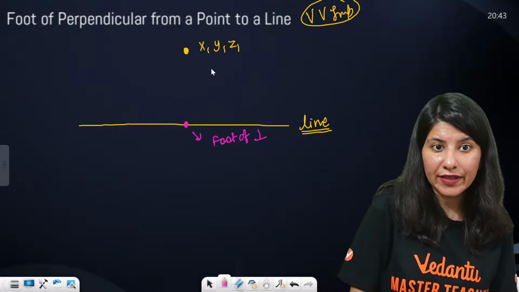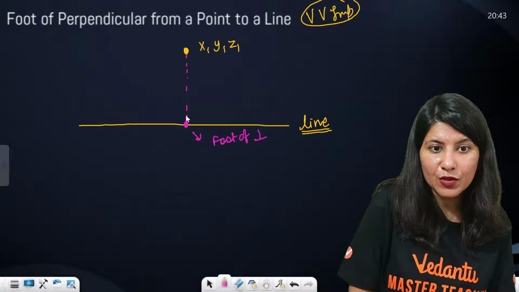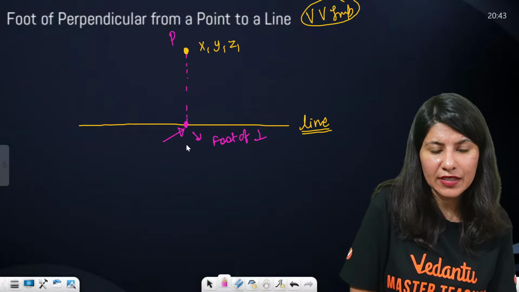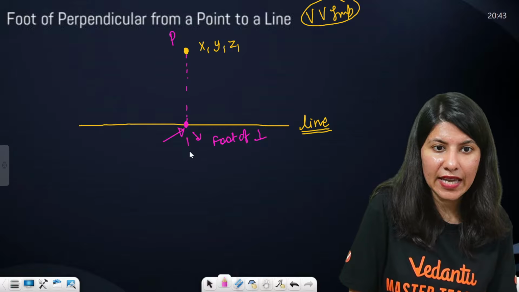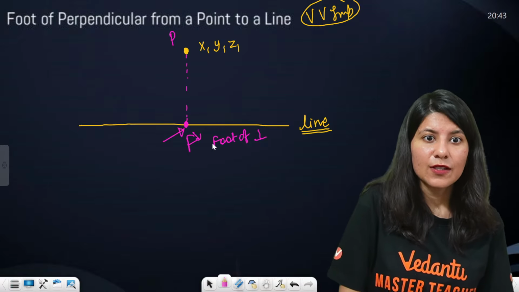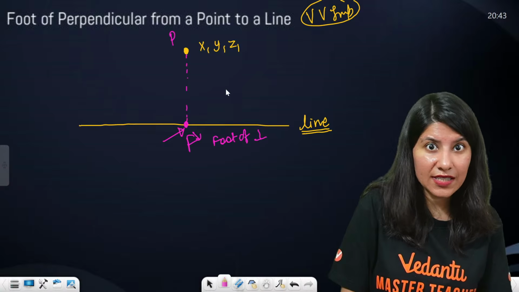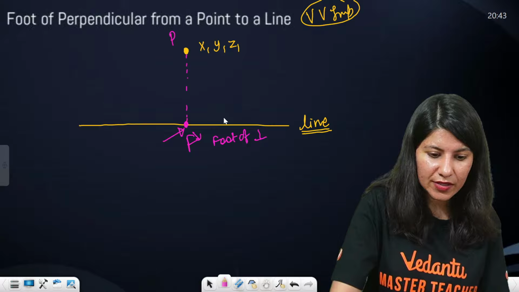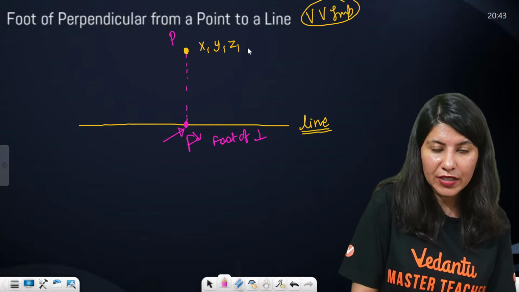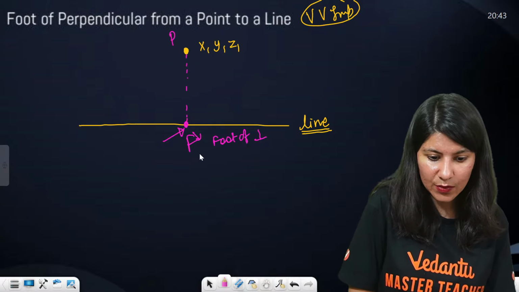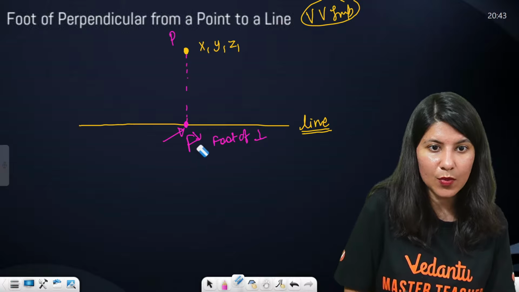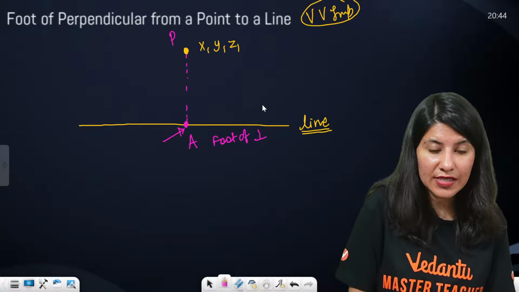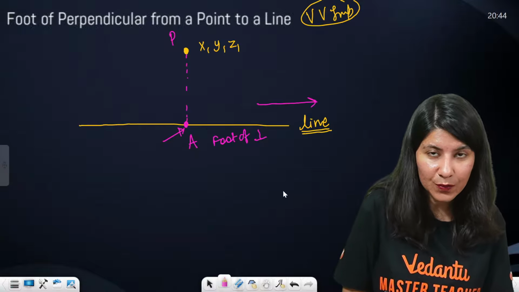So what is the procedure? You want this foot. This is your point P, and let's say F is your foot, correct? So how will you find it? There is a procedure. There are some steps that you have to follow. Let me just tell you all the steps. So P point, this is x1 comma y1 comma z1. Let's say this is point A. The line is given to you, so this parallel vector is already given to you, correct?